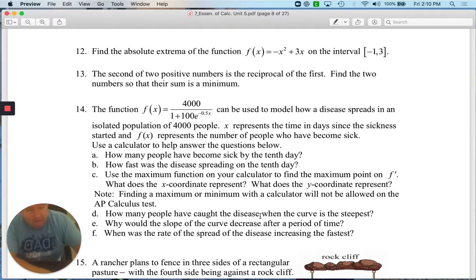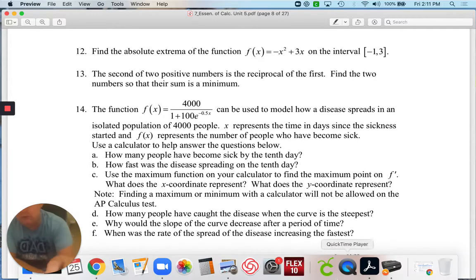I'm going to take the derivative. That's -2x plus 3. I want you to notice that there are no restrictions for the derivative. All numbers work. Make it equal to 0. So I'm going to add 2x, divide by 2. So 1.5, or 3 over 2, is in that interval.